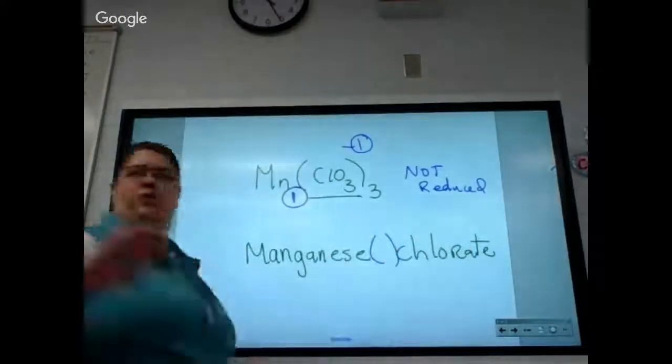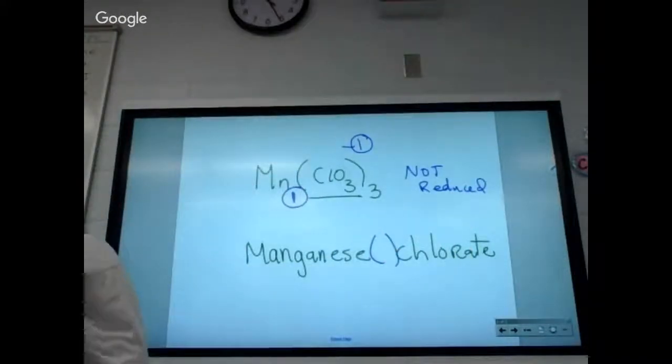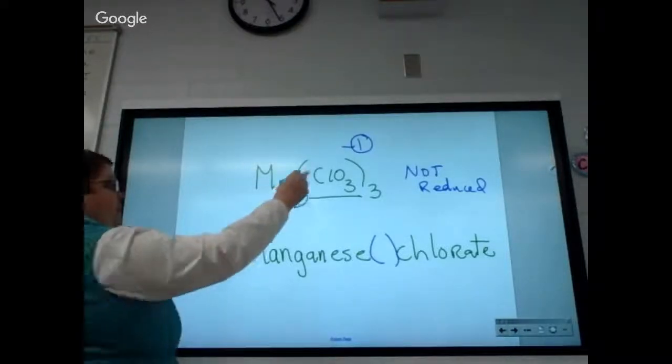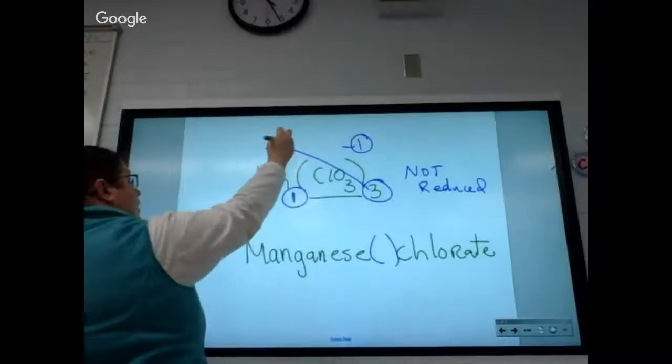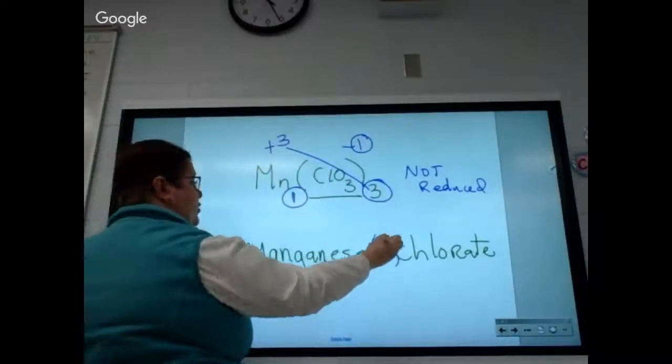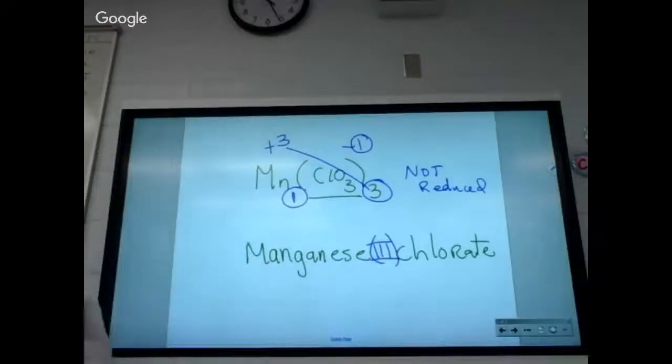So you don't have to do any of that. So what number in this formula came from the manganese? This came from here. So manganese is a 3, and we're done. Not every formula will be reduced. You have to figure out which ones are and which ones aren't.